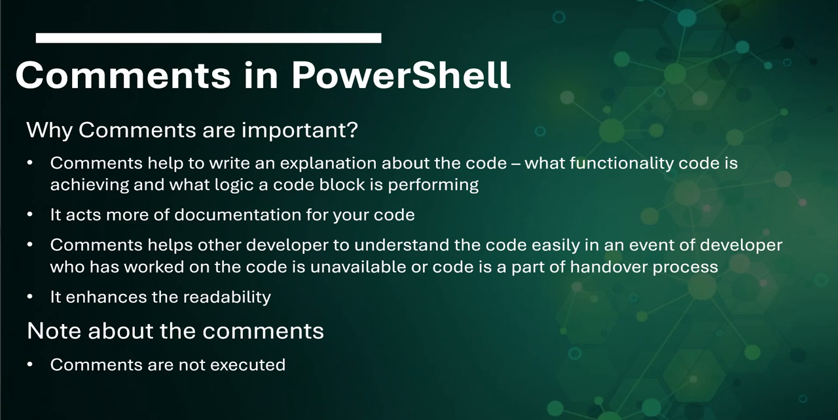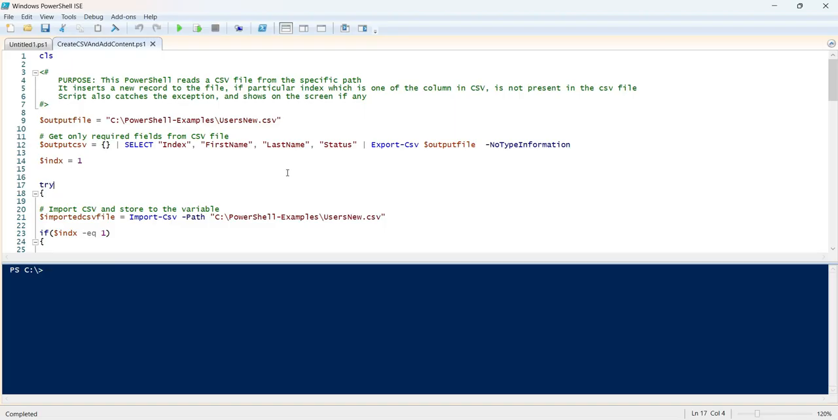Okay, so with this simple and basic understanding, let's dive into PowerShell and understand how you add a comment. Here I have PowerShell open, and if you closely observe, I have a comment on the top of the file. It's always a good and recommended practice to have a comment at the top of the file that indicates the overall purpose of the PowerShell script.